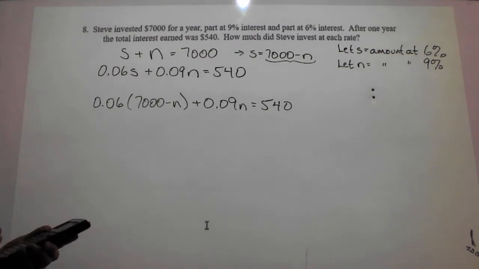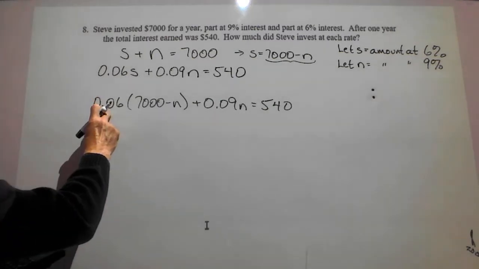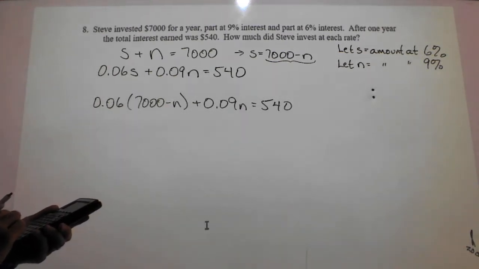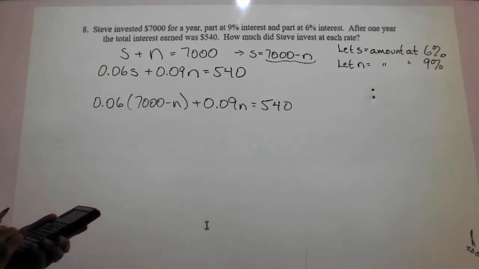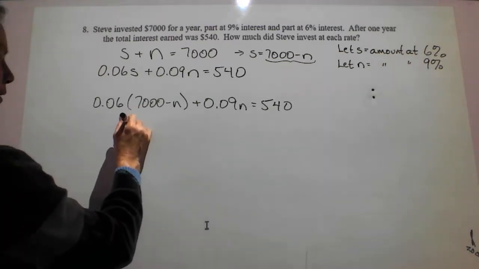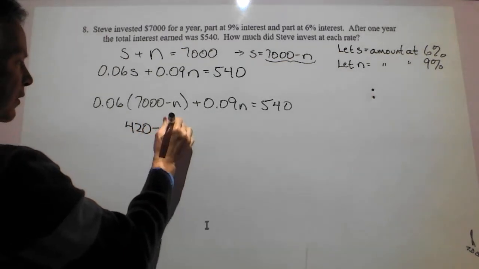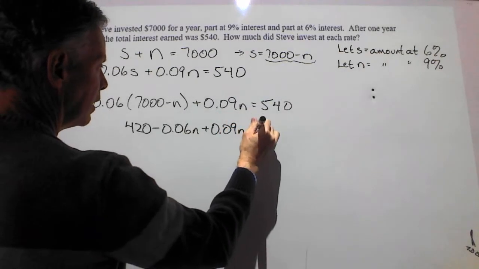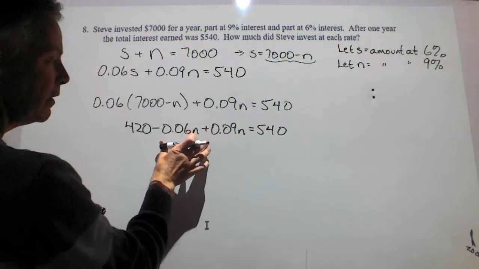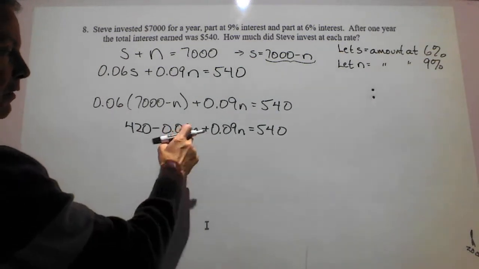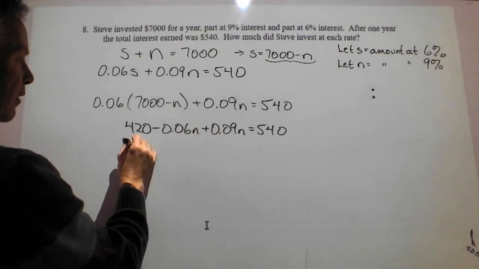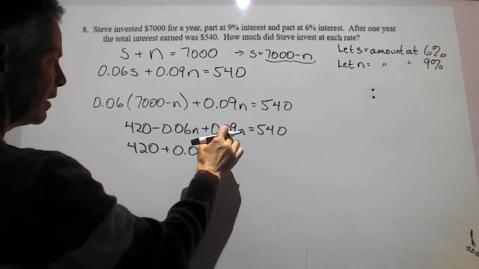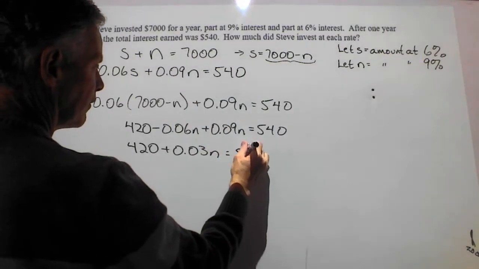So we'll take our calculator, and remember you're distributing 0.06 over both of these, and that will give you 0.06 times 7,000, 420 minus 0.06 N plus 0.09 N equals 540. Continue to simplify the left side. These are like terms and can be combined. That'll give you 420 plus 0.03 N, I've just added these together, equals 540.